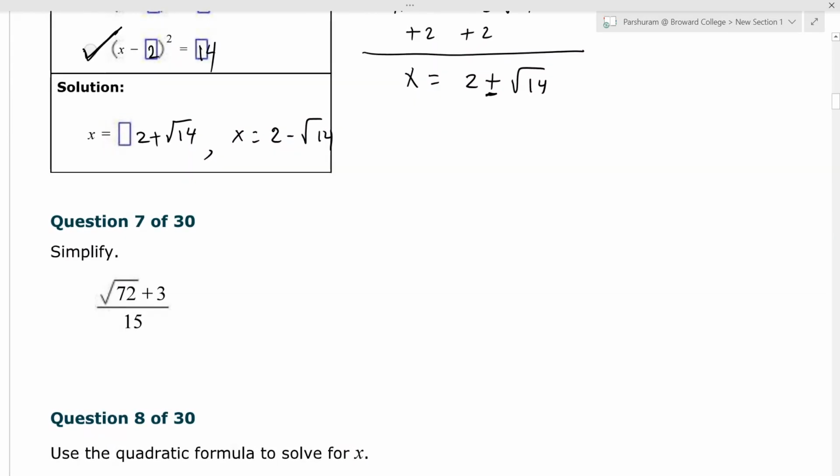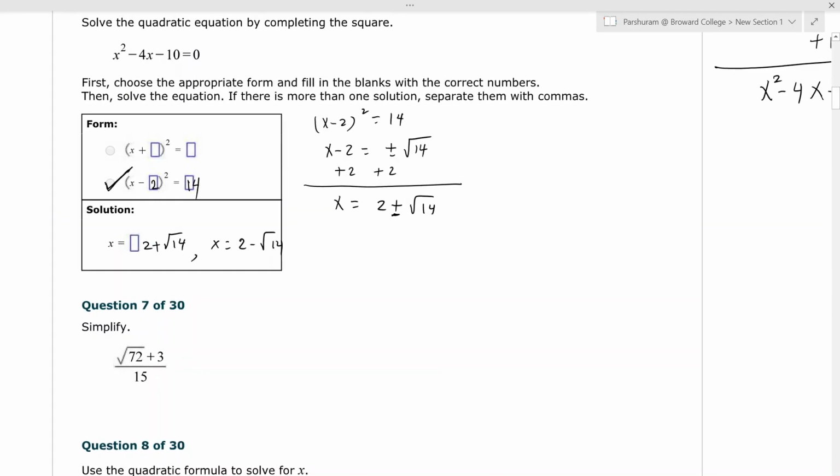Simplify square root of 72 plus 3 over 15. Here the simplification means you just have to simplify radicals. If you see radicals, you have to simplify them. So in this problem, to simplify this radical 72, first of all you have to know the factors of 72, and the factors of 72 are 2 times, it's actually 6 times 6.